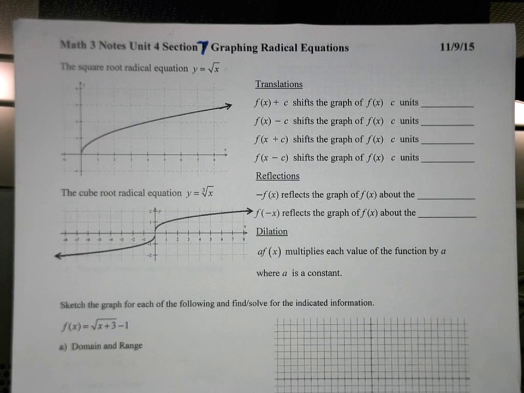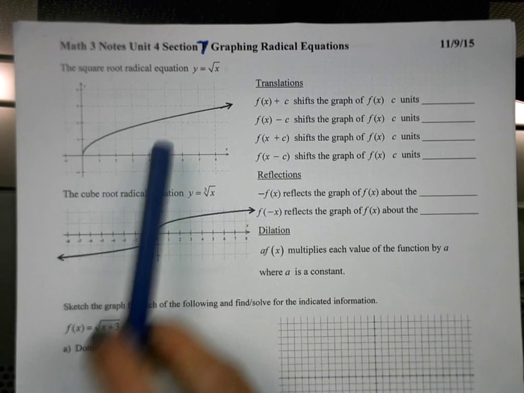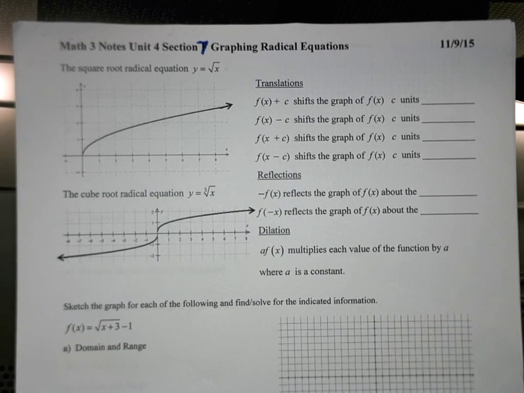Math 3, Unit 4, Section 7, or G. We're going to be talking about graphing radical equations. If you notice, and I don't know if you've noticed this before, but depending on how an equation is written, all of them can be translated and written basically with like vertex form.